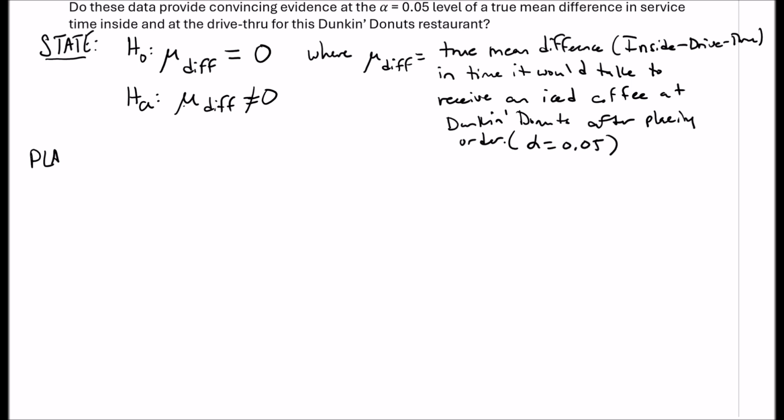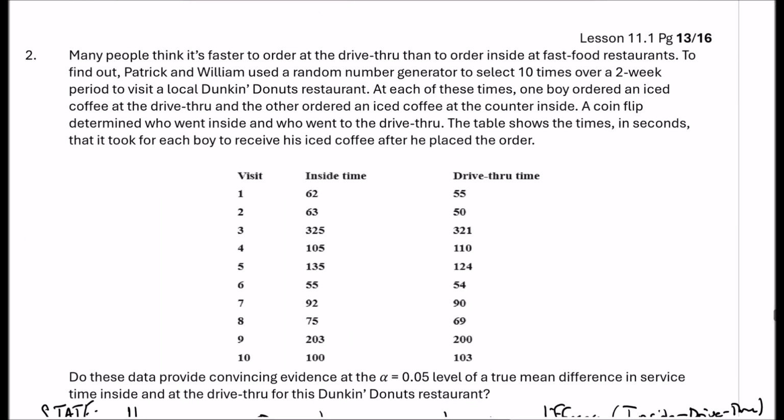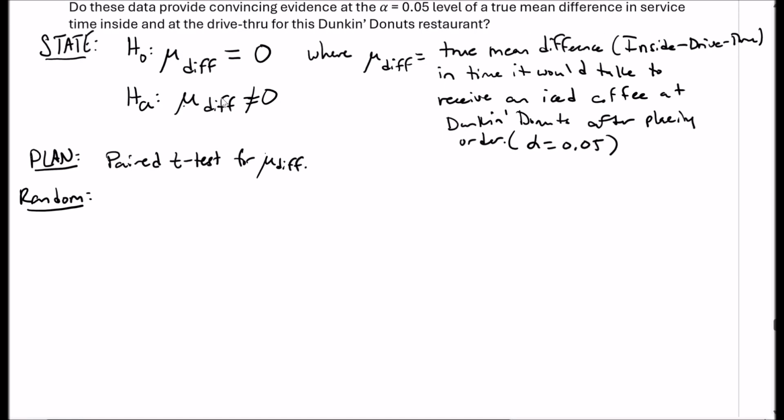So now let's do our plan. So our plan is to do a paired t-test, otherwise known as a one sample t-test for mu difference. And then we're going to need to list our conditions, so the random condition, and then see if they're satisfied. So it says here they use a random number generator to select 10 times over a 2-week period. Okay, so we can see that the times are randomly selected.